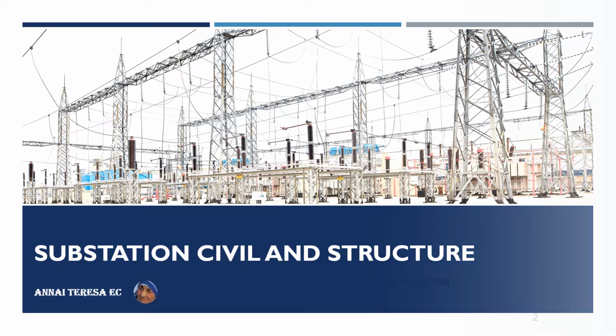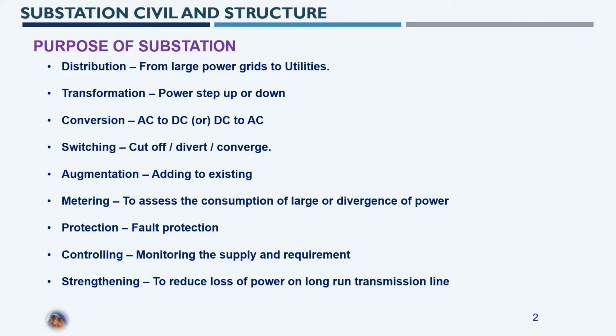First, let me see the purpose of substation. There are many purposes of substation. Here are a few which are listed here. Distribution from large power grids to utilities, transformation, power step up or power step down, conversion of AC to DC or DC to AC, whereas AC is alternating current and DC is direct current, switching, cutoff or divert or converge, augmentation, adding a new bay to an existing substation, metering to assess the consumption of large or divergence of power, fault protection is another purpose, and controlling, monitoring the supply and requirement, strengthening to reduce loss of power on long run transmission line.